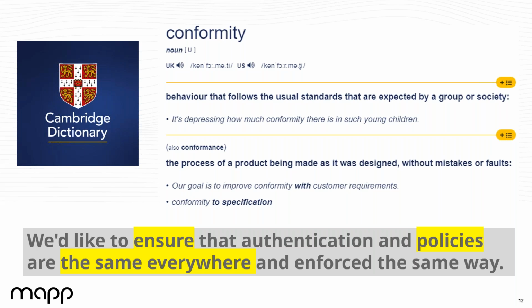And conformity means we would like to control a little bit what happens with our email being sent, whether they are correctly authenticated or not. We would like to decide on the ISP side, on the receiver side, what happens. And in the best case, it should happen the same everywhere.